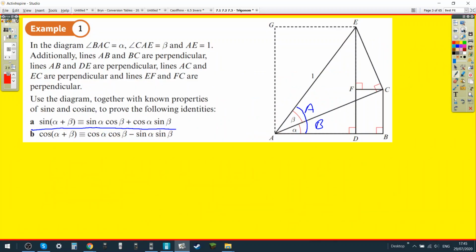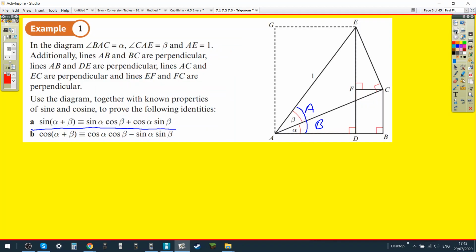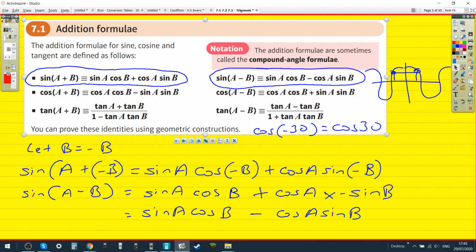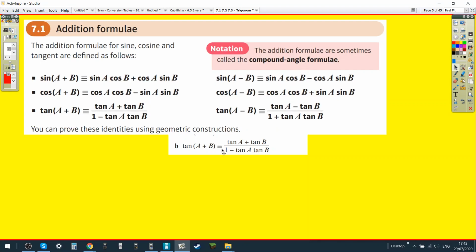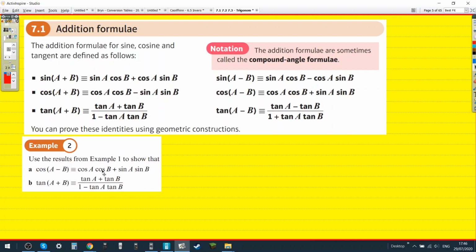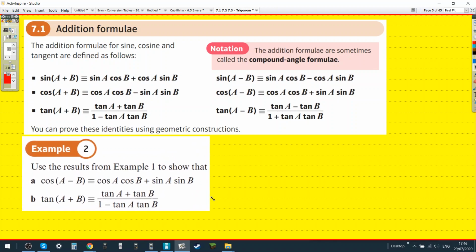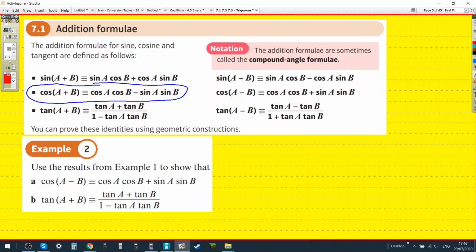Okay. Hold on. Let me copy. So I have a good lesson for this, but I want to just make sure I'm sticking to exam questions. If I need to, I can get it. Use the results from example 1 to show that. Okay, so how could you use this result, cos A plus B, to get cos A minus B?